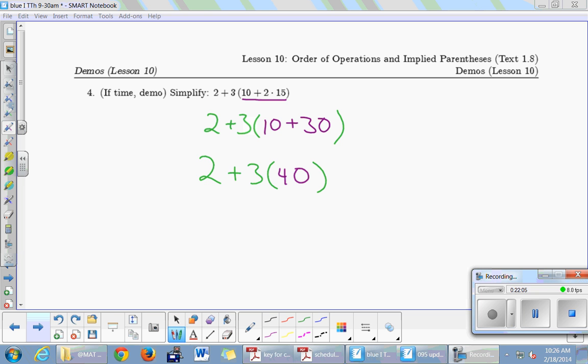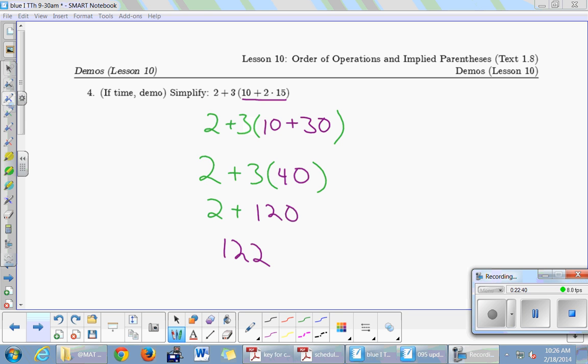So lots of copying. And then I see addition and multiplication. What goes first? Multiplication. So we're copying this 2 plus, and then we do the multiplication, 120. And then finally, addition gets to go last, 122. So that's if you like seeing all the details. I don't need you to put all the details. I need you to get 122.